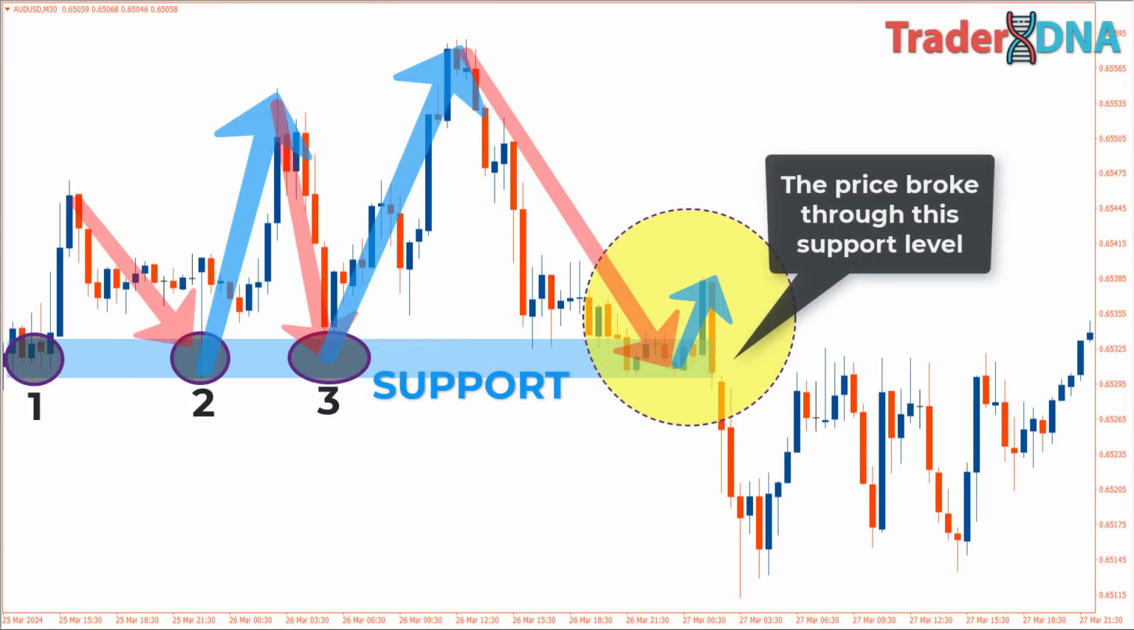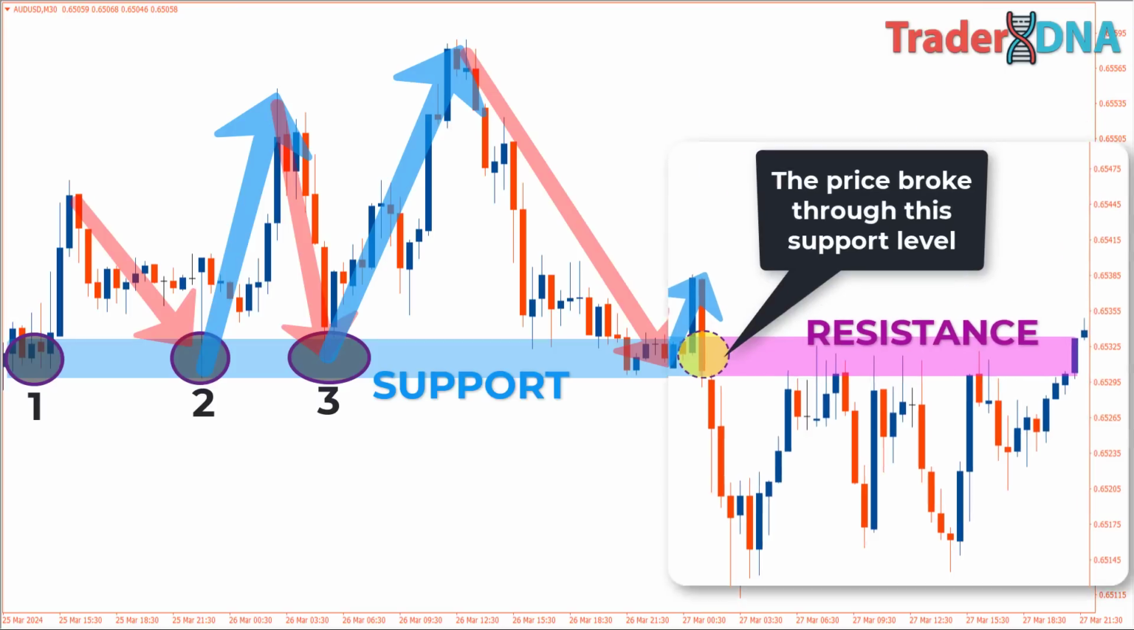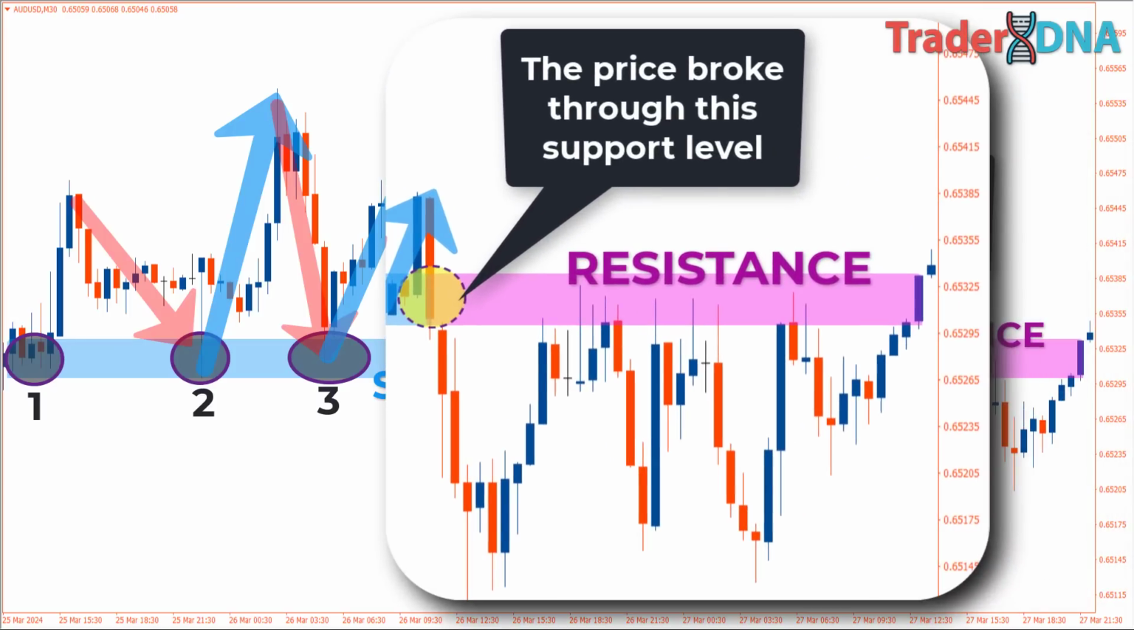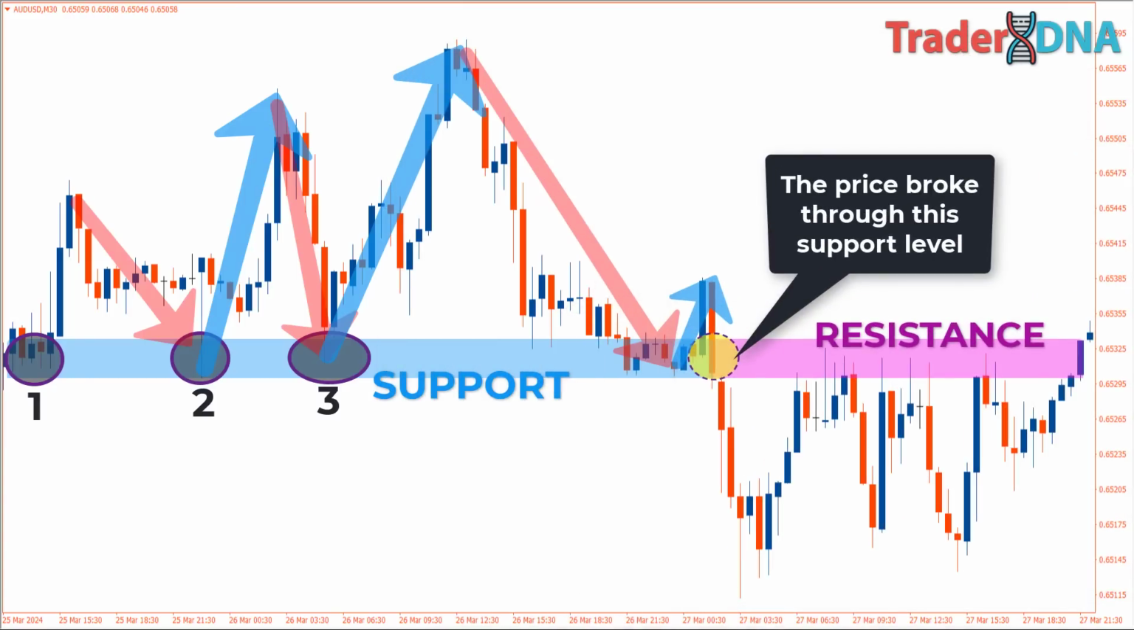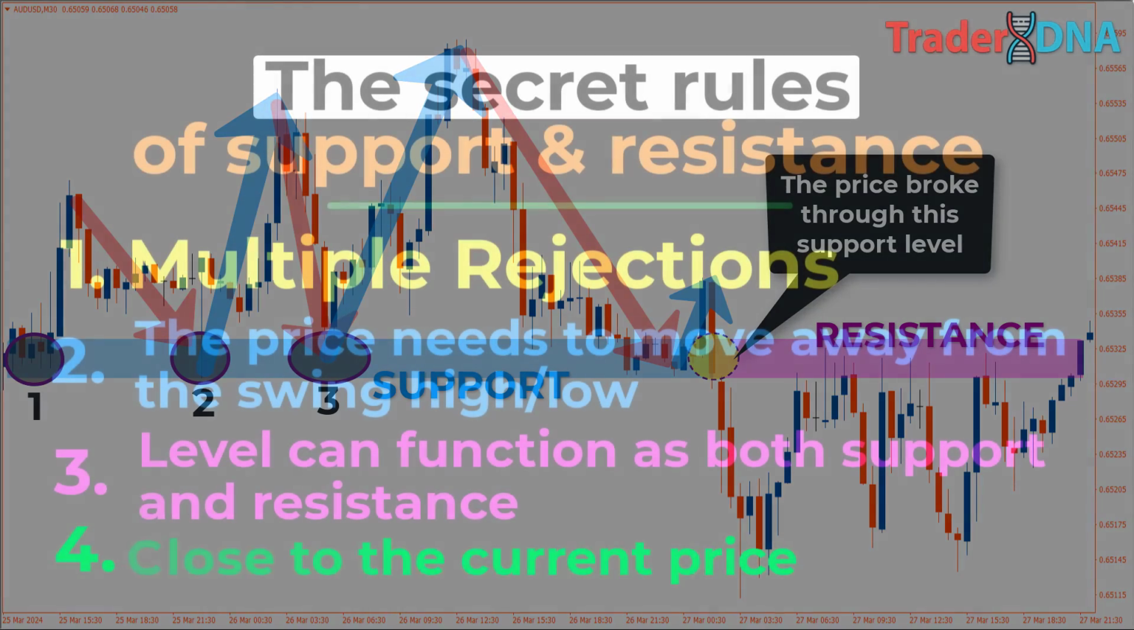Now, observe what happened when the price broke through this support level. It returned to retest this level. Consequently, your former support level is now acting as a resistance level. Currently, you can see that the price is struggling to surpass this resistance level, which previously served as a support level. Next, the levels must be close to the current price.